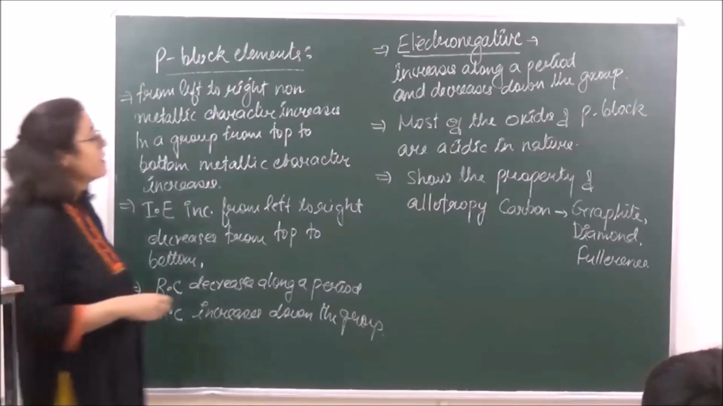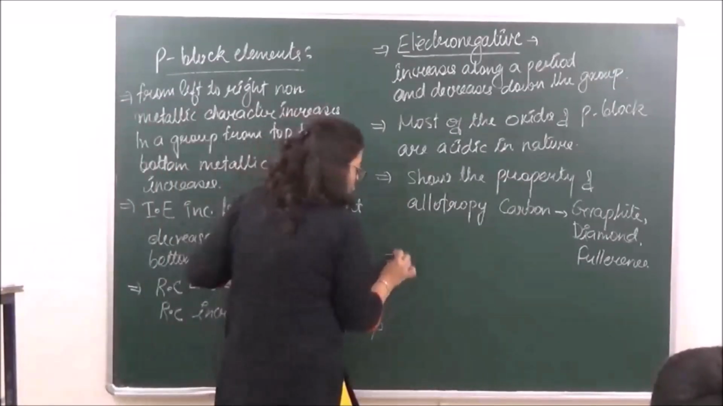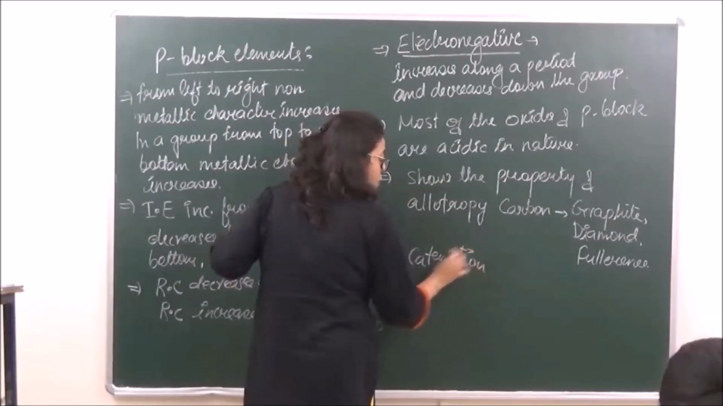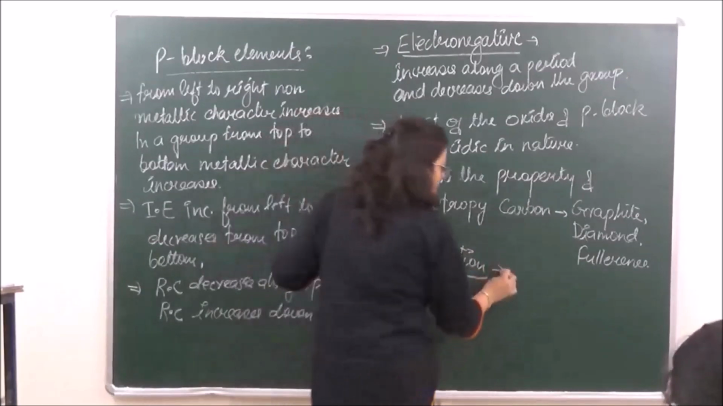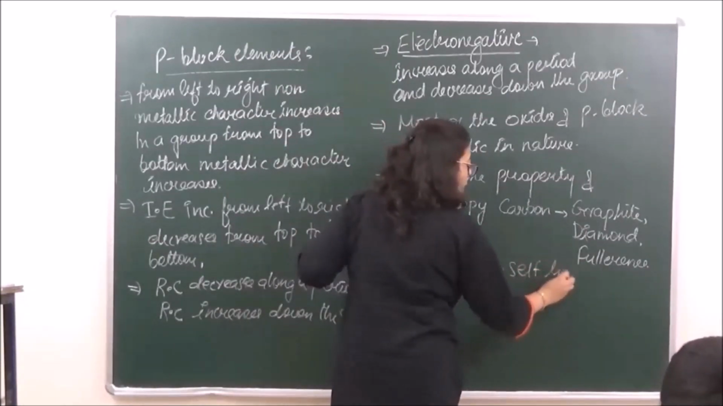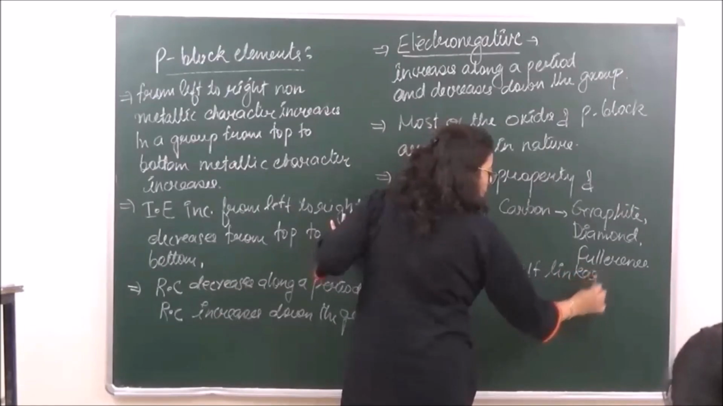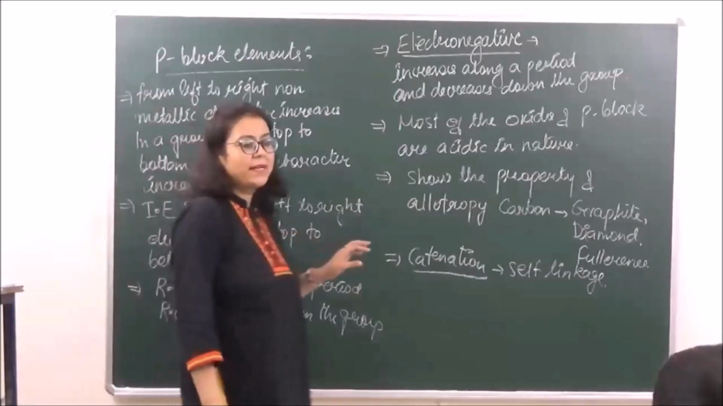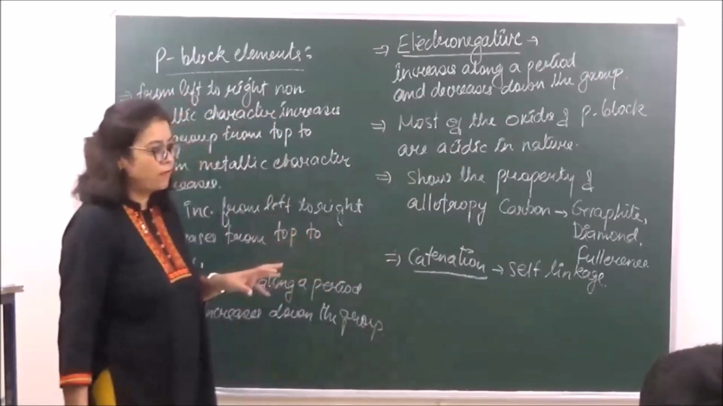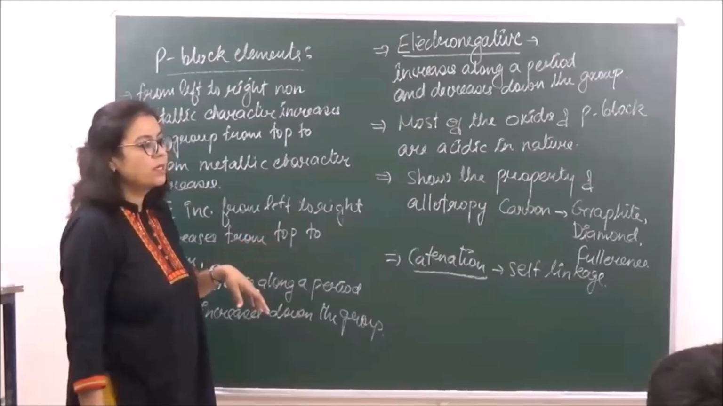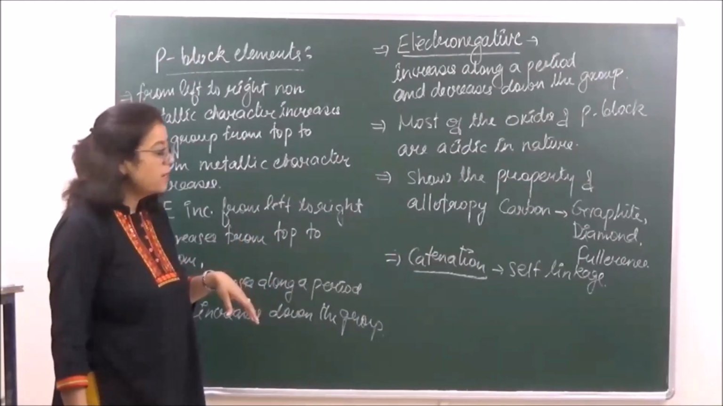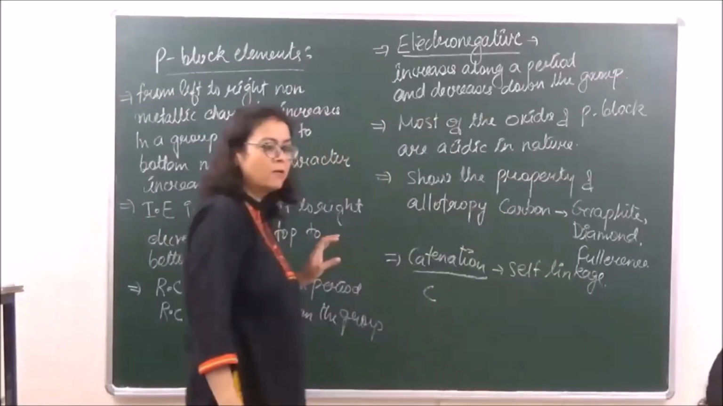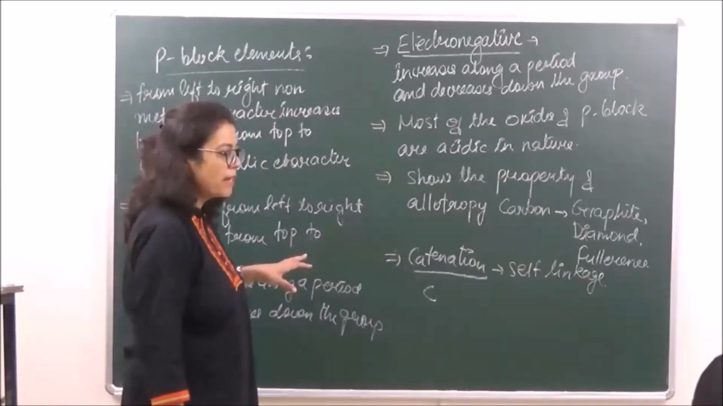And then there is another very important property which the p block exhibits, the property of catenation. Catenation means self-linkage. The elements of the p block have the tendency to form bonds with themselves. That property is known as catenation. Clear? Now you know that carbon forms long chains in organic compounds. So carbon has the property of catenation.